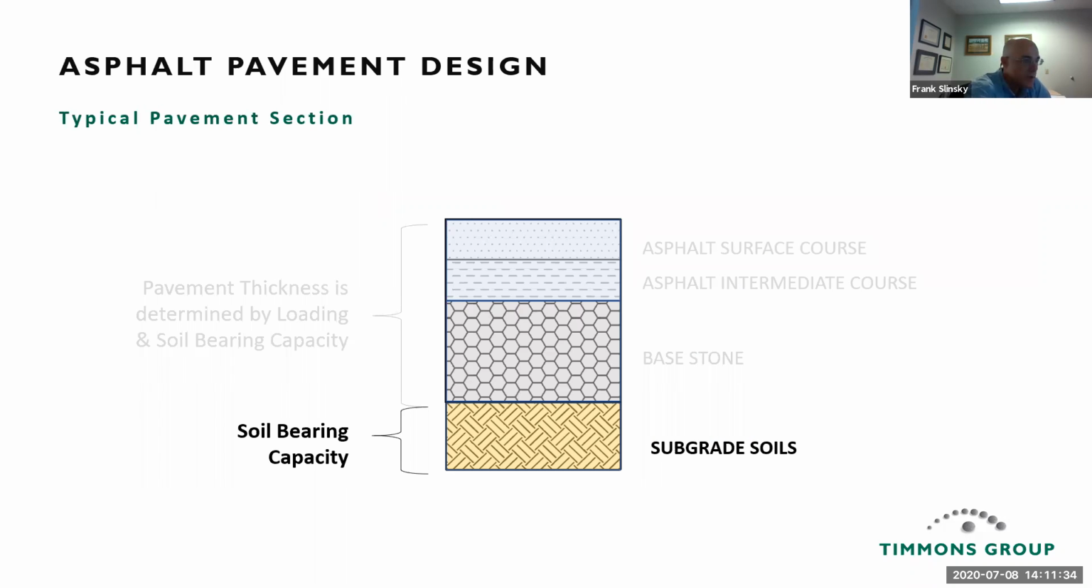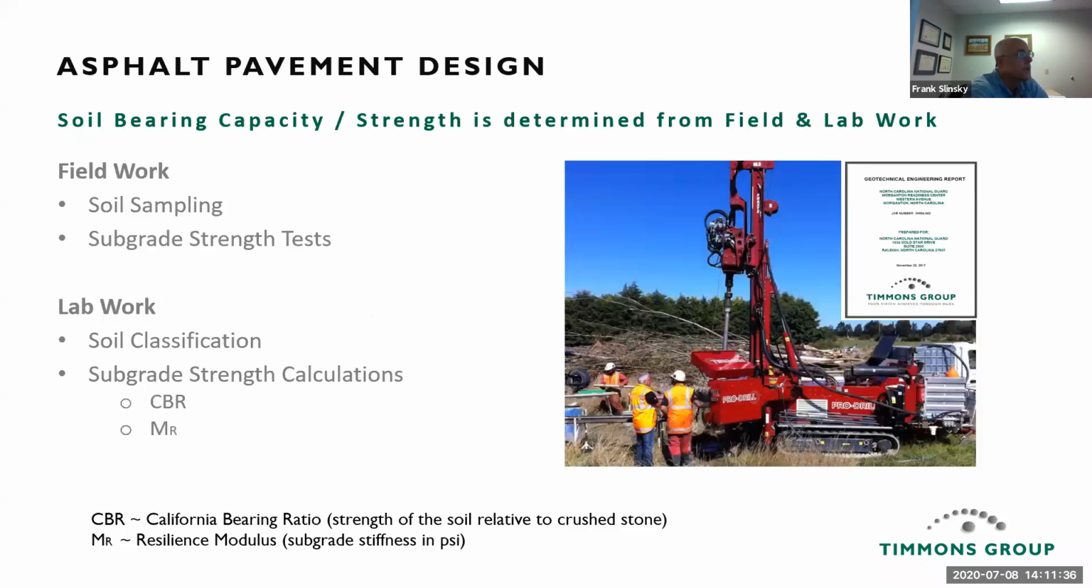So let's look at soil bearing capacity. Soil bearing capacity or strength is determined from field and lab work. Field work includes soil sampling and subgrade strength tests. Lab work includes soil classification and subgrade strength calculations, which are California bearing ratio, or CBR, the strength of the soil relative to crushed stone, or resilient modulus, which is subgrade stiffness in PSI.